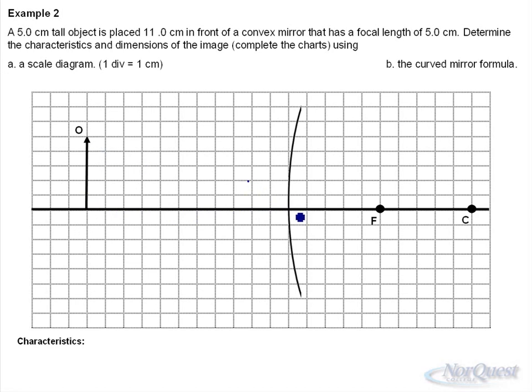Focal length of 5 centimeters, so the F point should be 5 centimeters from the mirror. 1, 2, 3, 4, 5. And the center of curvature should be twice as far, 6, 7, 8, 9, 10, along that principal axis. Always start with the accurate labeled information, and then we're going to draw the rays in after.